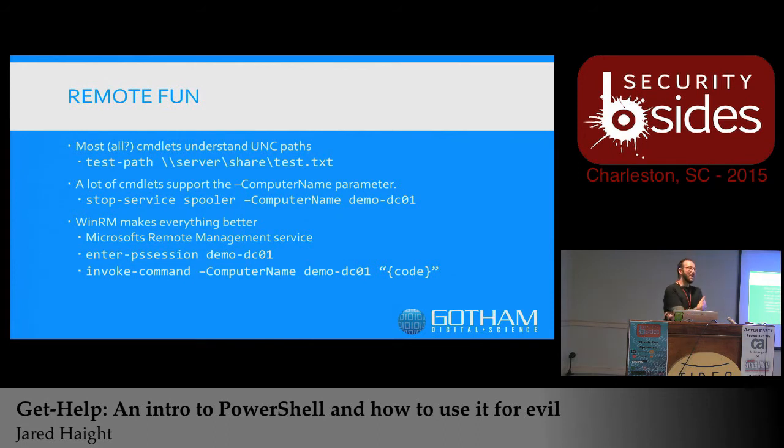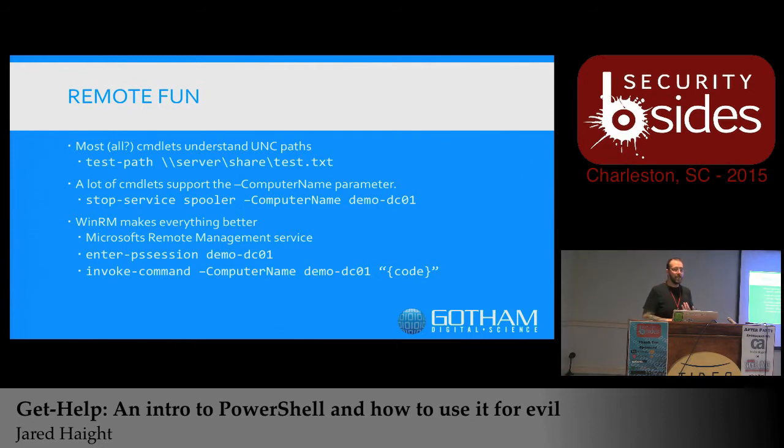One of the nice things about PowerShell being a modern language is it's network aware. So UNC paths work natively, and a lot of the cmdlets, especially those provided by Microsoft, will work on remote computers. In the example of the Stop-Service cmdlet, we're stopping the spooler service on a remote PC. That will come into play when we talk about frameworks.